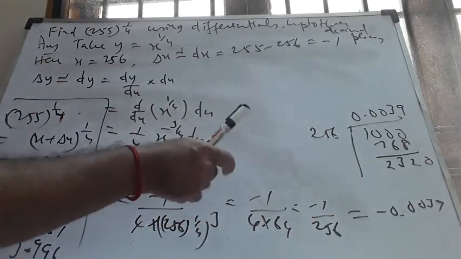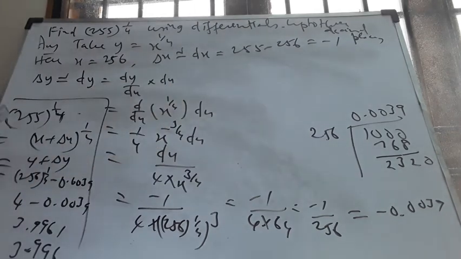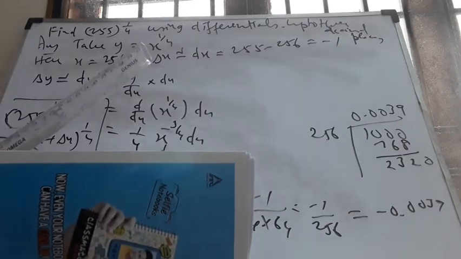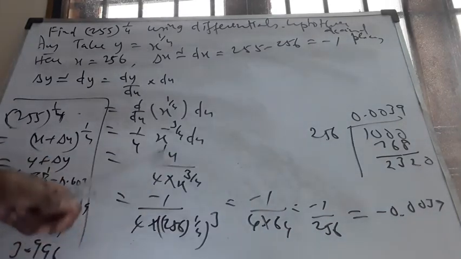This long division you should show in the main work itself. Now come back to the original problem. 255 to the power 1 by 4 is x plus delta x to the power 1 by 4, y plus delta y, which is 256 to the power 1 by 4 minus 0.0039. 4 minus that, the subtraction gives you 3.996 up to 3 decimal places. Okay, I think it's clear to you.